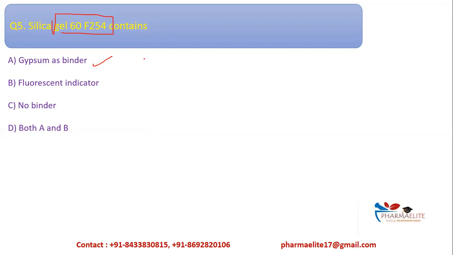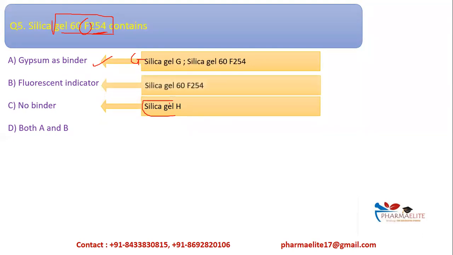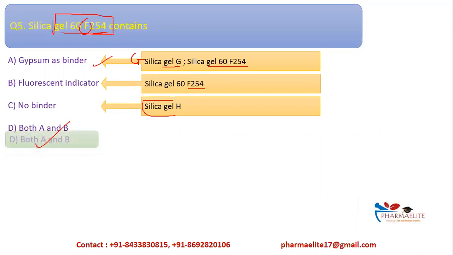That is silica gel G, where G always stands for gypsum. F254: F meaning fluorescent and 254 is the wavelength at which it absorbs. Therefore, gypsum is used as a binder, and it is a fluorescent indicator. And when there is no binder, it is silica gel H. Fluorescent indicator is F254. Gypsum as a binder is silica gel G, and silica gel G F254. So the correct answer here is both A and B.